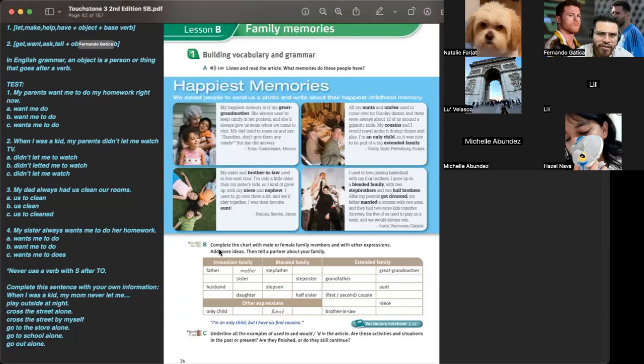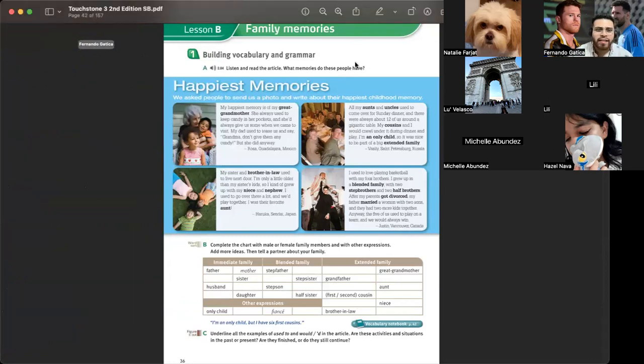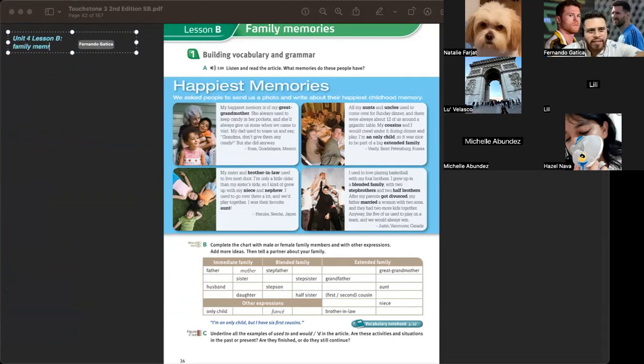Okay, class. In the next lesson, unit 4, lesson B, we talked about family memories. There are 3 things that we discussed in this lesson. The first one is family members. I say a family member in Spanish and you say it in English.